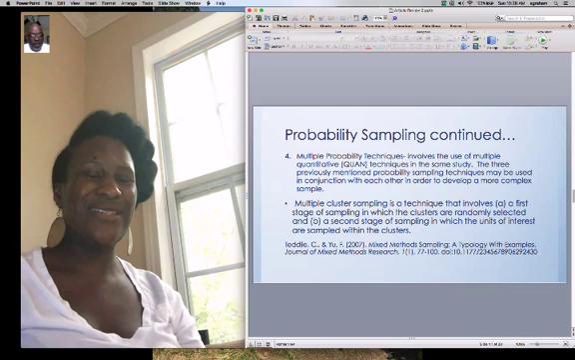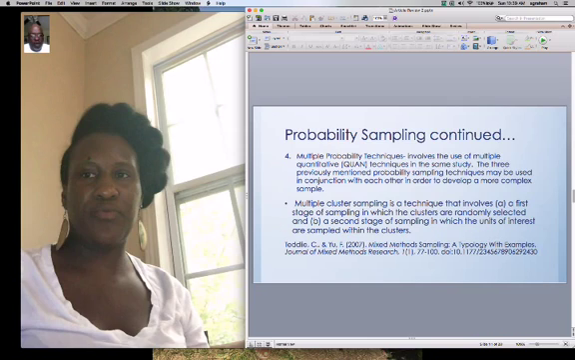The multiple probability technique involves the use of multiple quantitative techniques in the same study. The 3 previously mentioned probability sampling techniques may be used in conjunction with the other ones. And multistage cluster sampling is a technique that involves a first stage of sampling and a second stage of sampling, in which units of interest are sampled within the cluster. Again, this article kept going over and over all the different sampling techniques. It was a challenge getting through it, but I saw the reasoning for it, to determine how we're going to do our research.